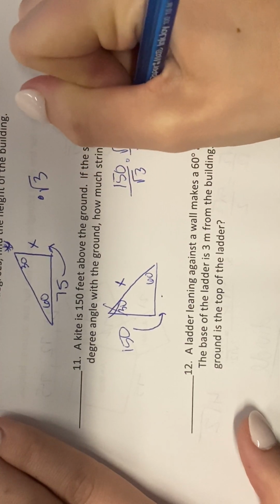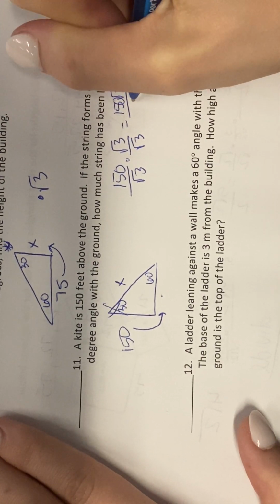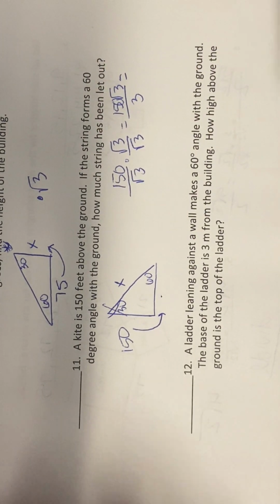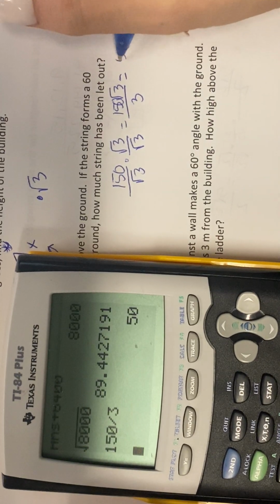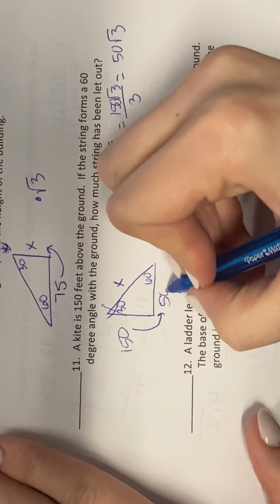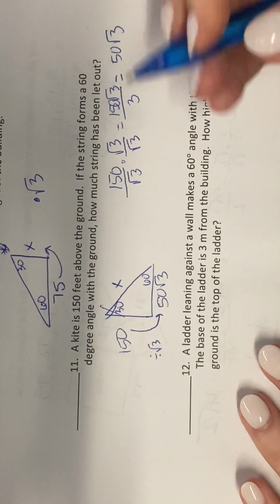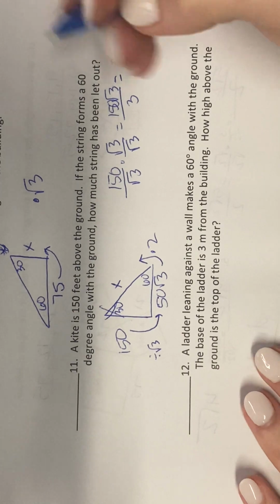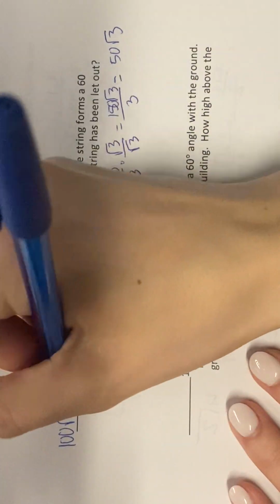So now we have to rationalize that root 3. So we're going to get 150 root 3 over 3. To simplify this, what is 150 divided by 3? 50. So we get 50 root 3. Okay, so my short side is 50 root 3. And the way that you go from short side to hypotenuse is multiply by just 2. So 100 root 3 feet.